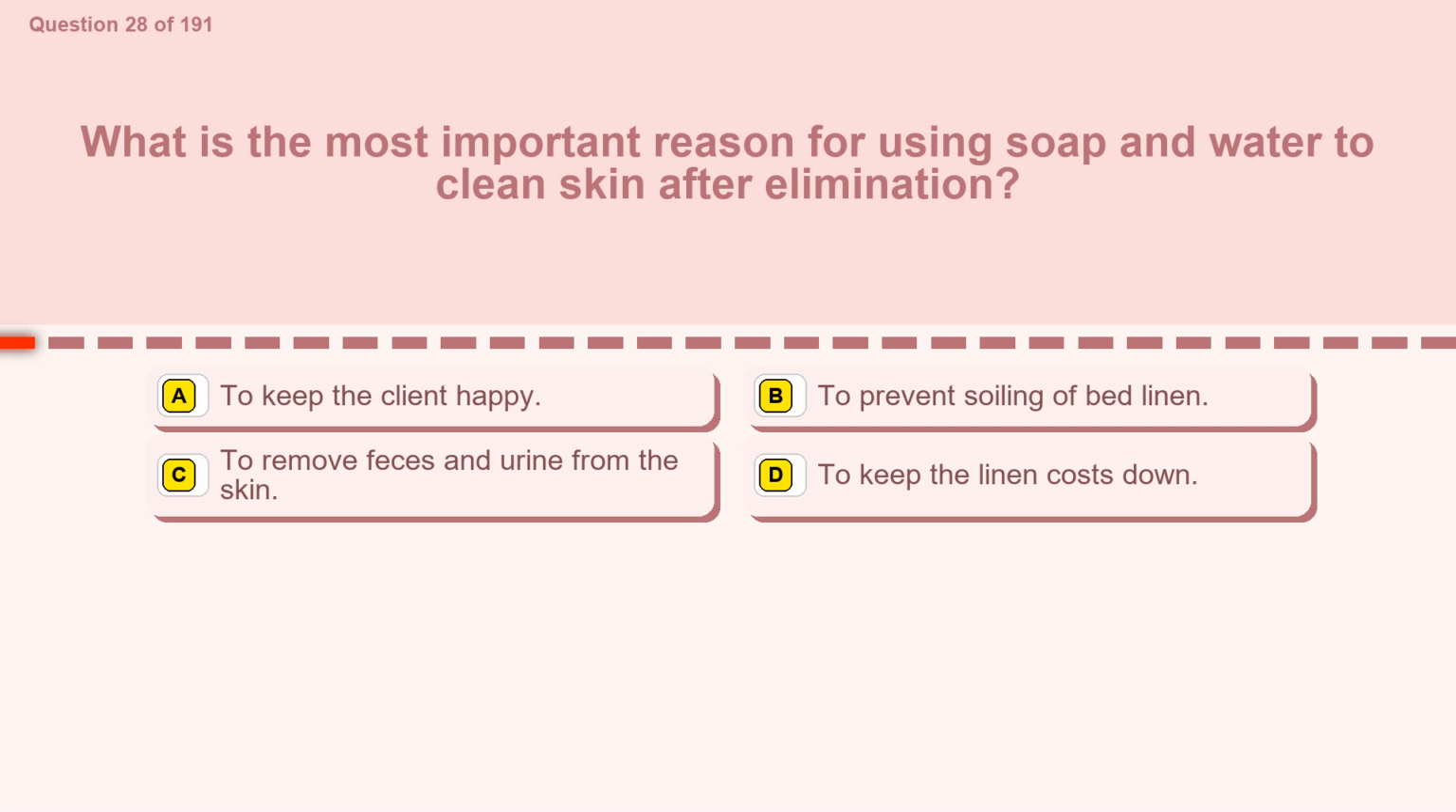Question 28. What is the most important reason for using soap and water to clean skin after elimination? Option A. To keep the client happy. Option B. To prevent soiling of bed linen. Option C. To remove feces and urine from the skin. Option D. To keep the linen costs down.